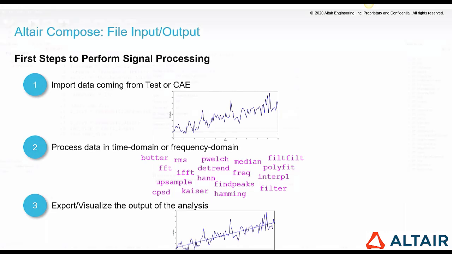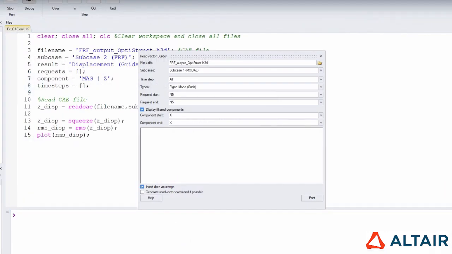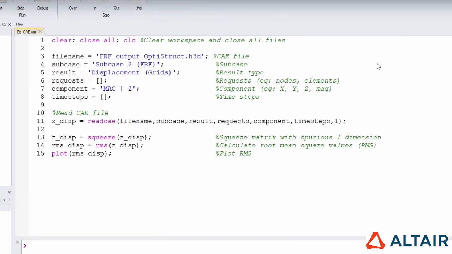With respect to CAE files, the outputs are binary and therefore they are not easily accessible with other programming languages. On the other hand, with OML in Compose, the user directly reads various types of CAE files from different vendors and their entities are seamlessly recognized. Subcases, data types, requests, components, and timestamps.